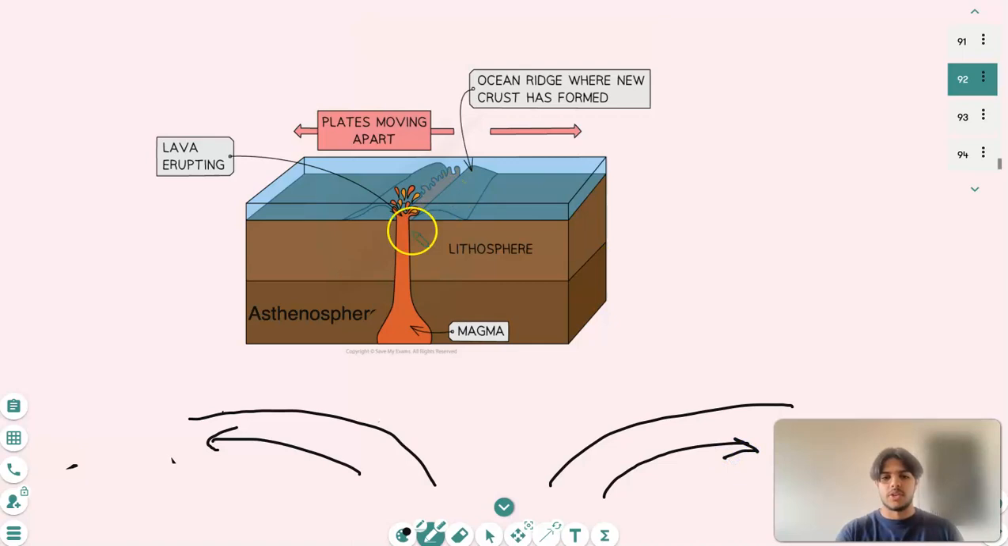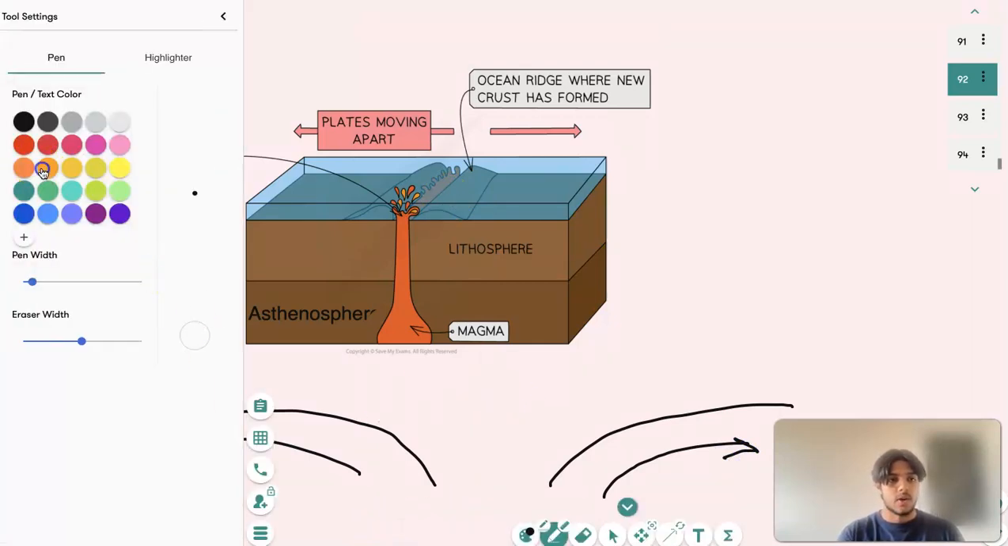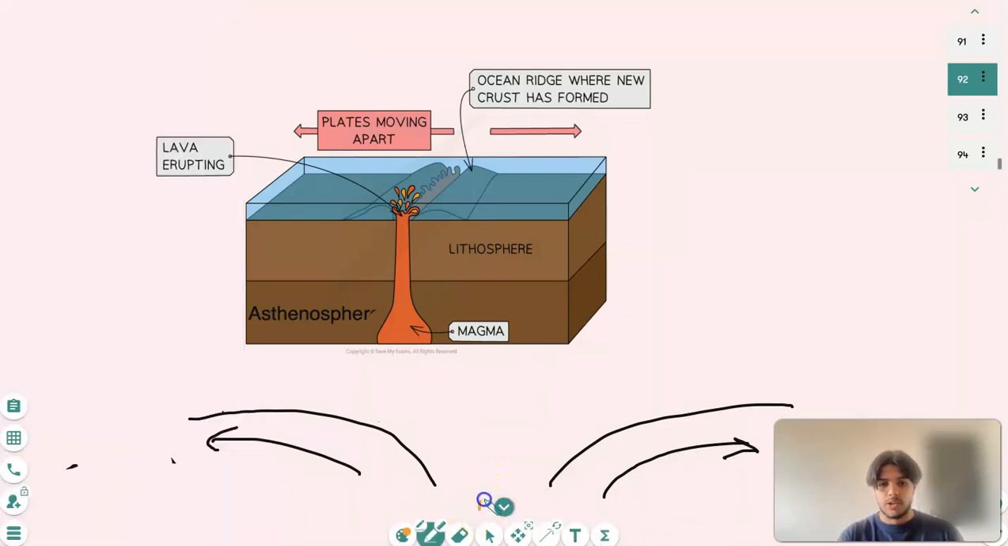And what this does is it creates a gap in the middle, and if I do it in an orange color, so it looks like fire, we get magma rising up in this gap and out of the gap to come up onto the surface.